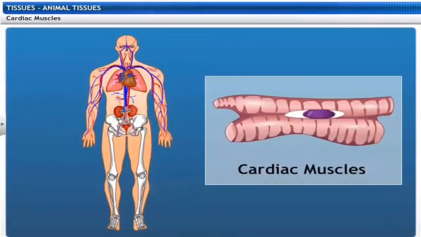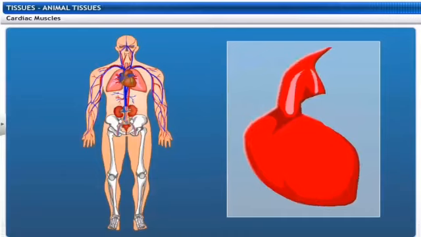Last but not the least, the cardiac muscles. From the name itself, cardiac, they are mainly located towards and form the major organ, that is the heart. And here also they are mainly involuntary in nature.